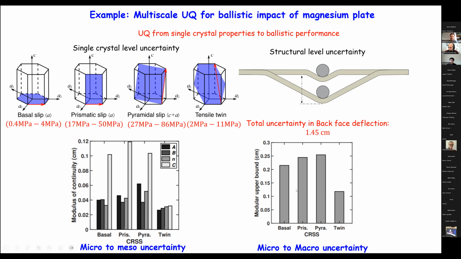You can see that this method is nice because it provides a way for us to do rankings. Basically, you can see that here the uncertainty in the pyramidal slip, the prismatic slip and basal slip, the first three uncertainties, are perhaps more dominating than the uncertainty in the tensile twin system. So that provides us a way to quantify how these uncertainties will propagate throughout length scales.